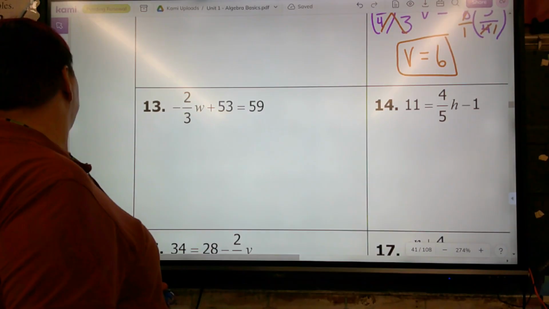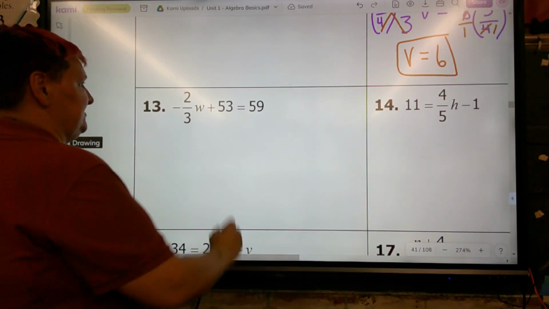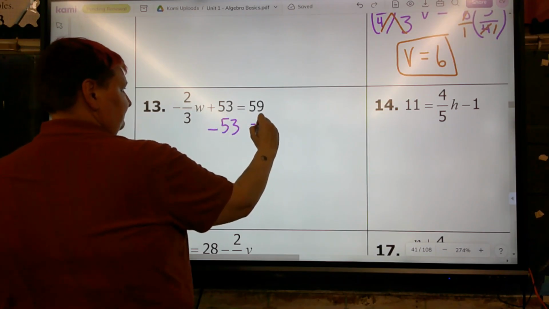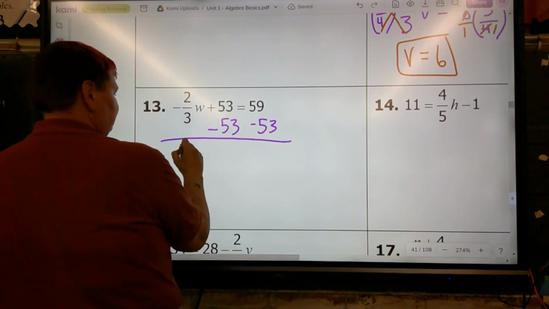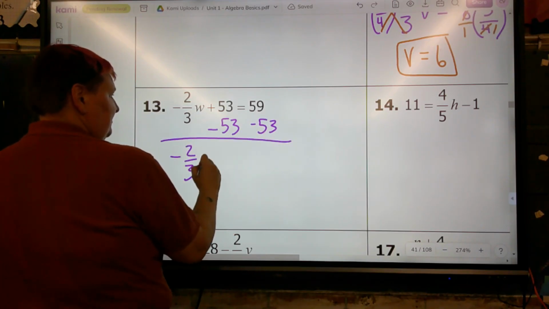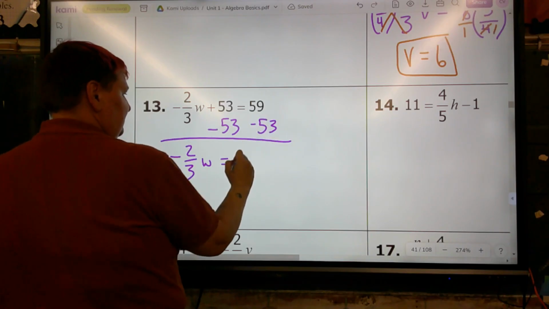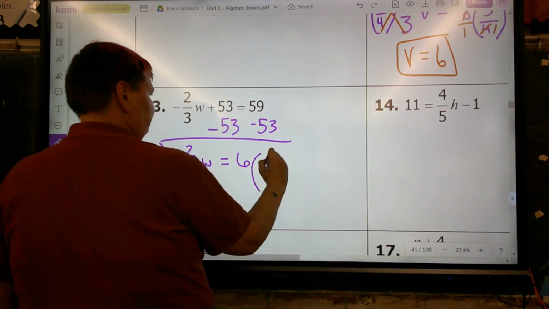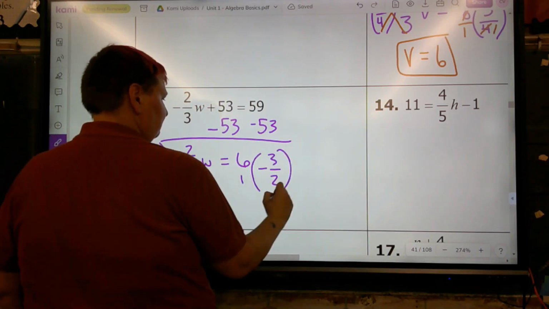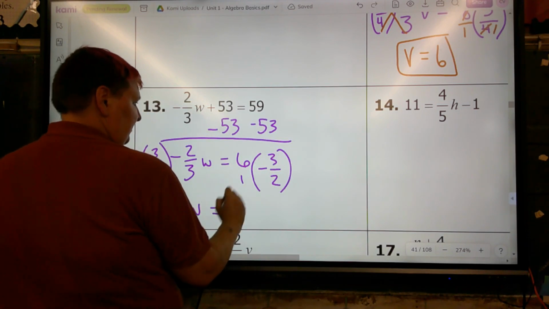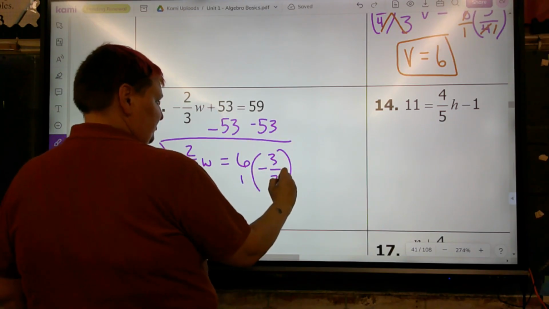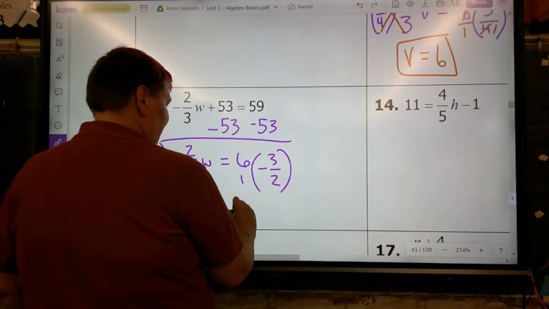13. Same thing. Get rid of the constant. Negative 2/3. W equals 6. Flip and multiply. W equals negative 18 over 2. 18 divided by 2 is 9.